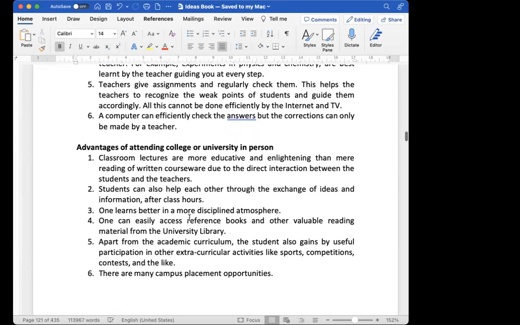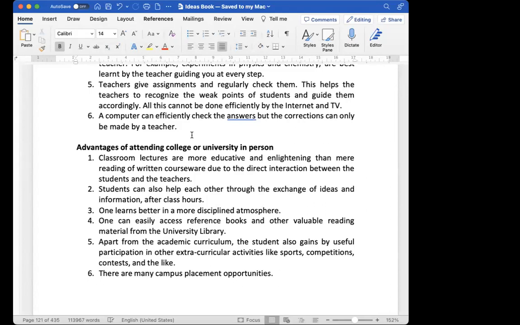Now, what are the advantages of actually attending college or university? This is not just the teachers' benefits we have done, but actually going out, going to the college, attending. That means you meet your other classmates also. You learn from them, okay? There are some extracurricular activities also in which you participate. When you learn from technology, can you do all that? No. Okay. So the first point is classroom lectures are more educative and enlightening than mere reading of written courseware due to the direct interaction between the students and the teachers.